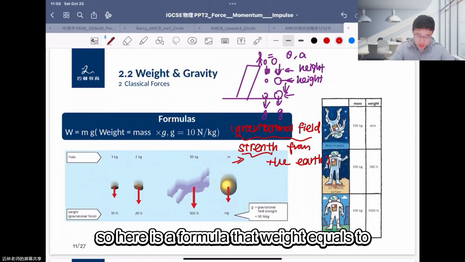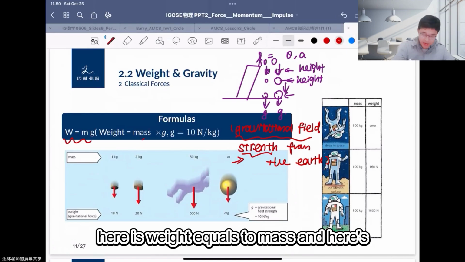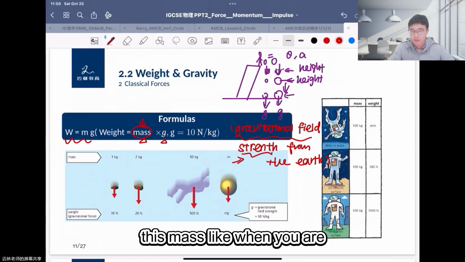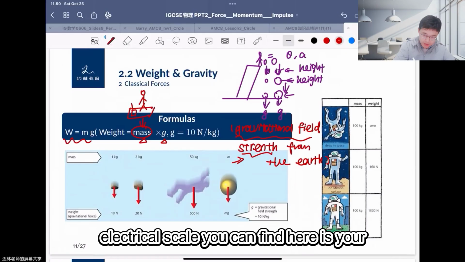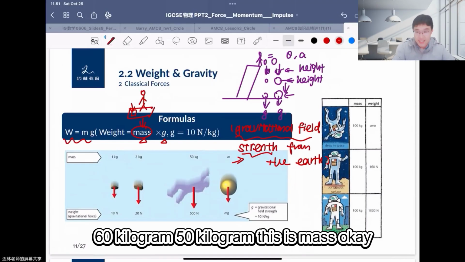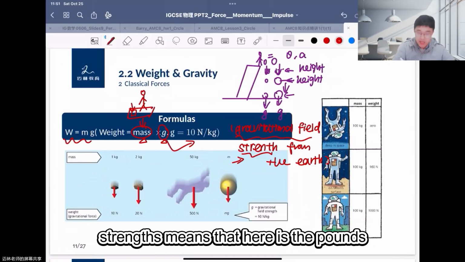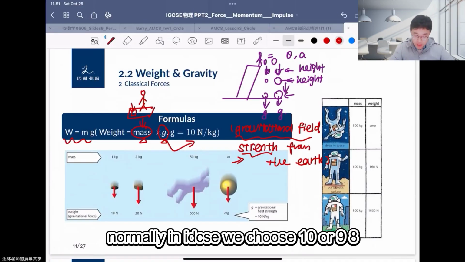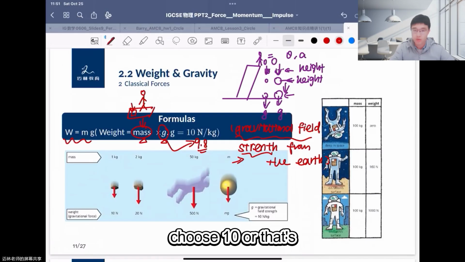Here is a formula: weight equals mass times gravity. Mass means the object's mass, like when you are on an electrical scale, you can find the reading of your mass. Maybe you're 60 kilograms or 50 kilograms; this is mass. Gravity, or gravitational field strength, is a constant number from the Earth. Normally in IGCSE, we choose 10 or 9.8, depending on whether the teacher wants you to choose 10 or 9.8.